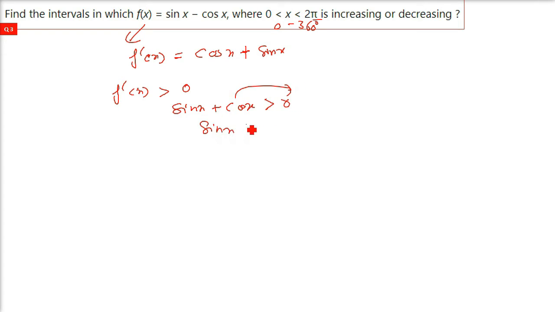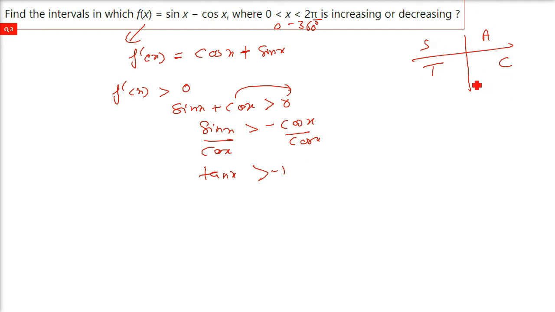So let us start with f dash x greater than 0. I am just taking this f dash x, putting the negative on the right side, dividing both sides by cos. You will get tan x greater than minus 1. Now remember all sin, tan, cos: in all the quadrants, which ones are positive? So tan is positive in the first quadrant and third quadrant.